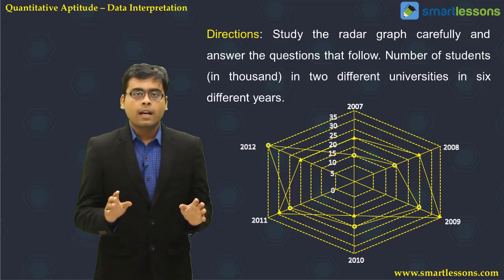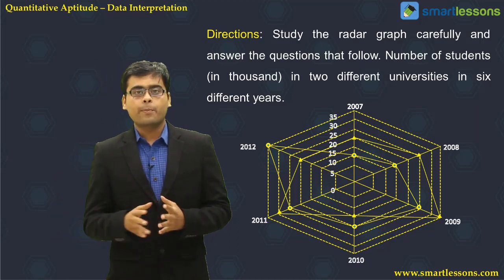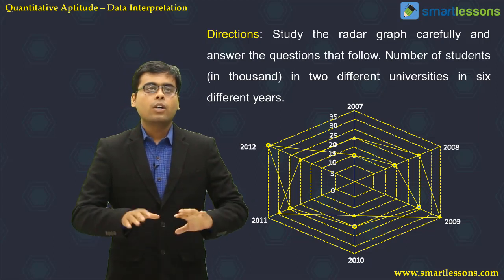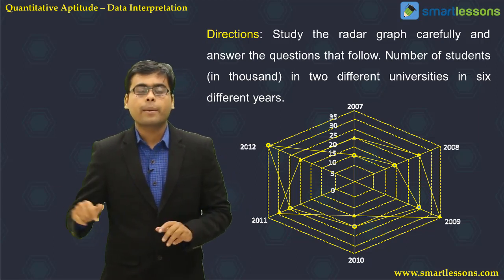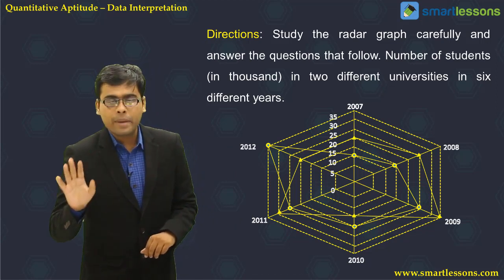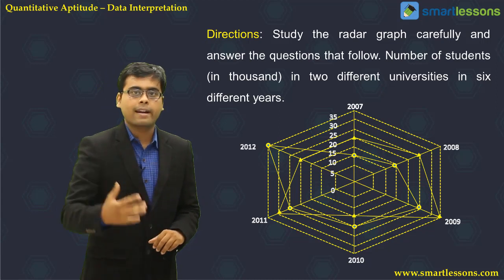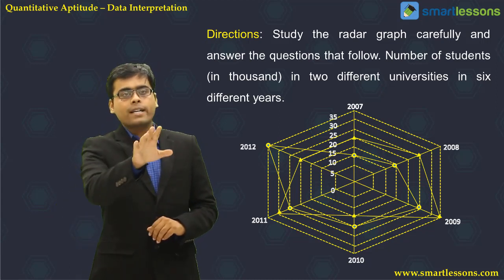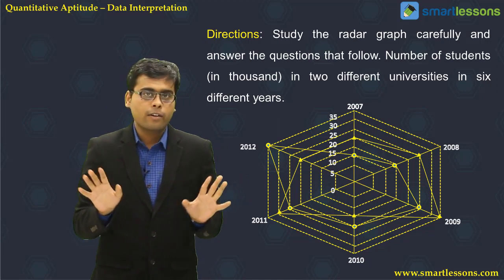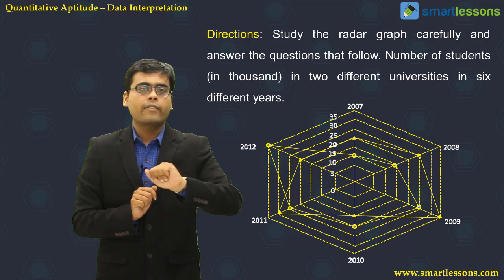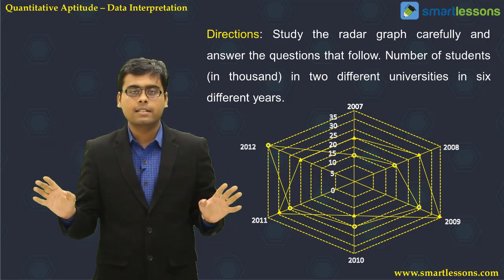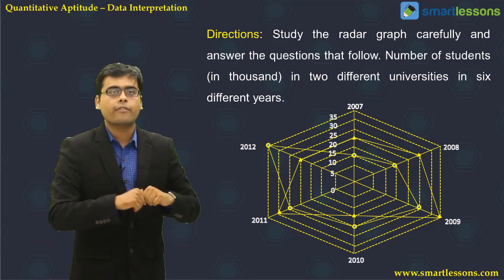Well, now let us discuss the final representation. It's a bit complicated, so you need to understand it step by step. This is a graph which is known as a mixed graph, or sometimes we call it a radar graph. So what you can see in this graph is that different years are represented, like 2007, 2008, 2009, 10, 11, 12. So these 6 different years have been represented by this graph.